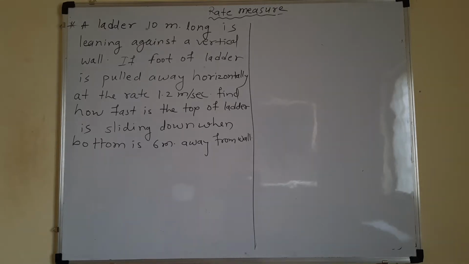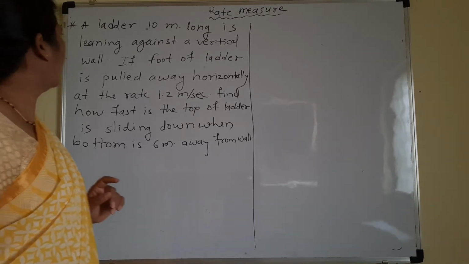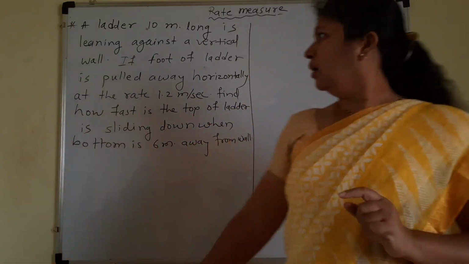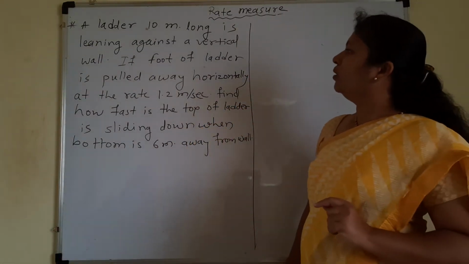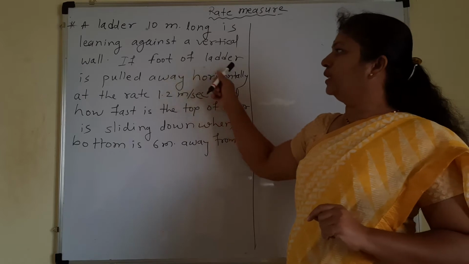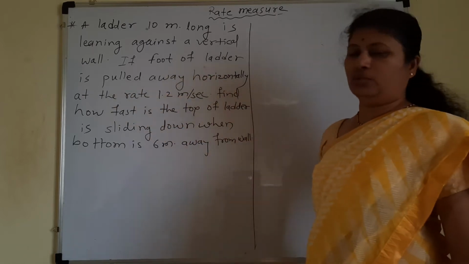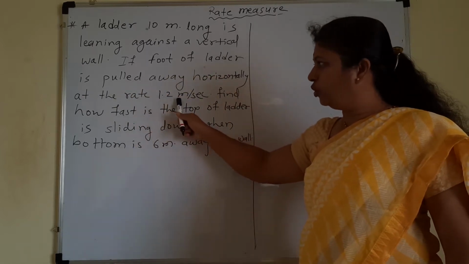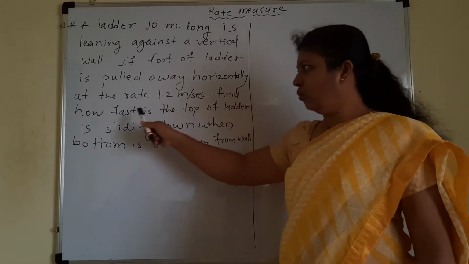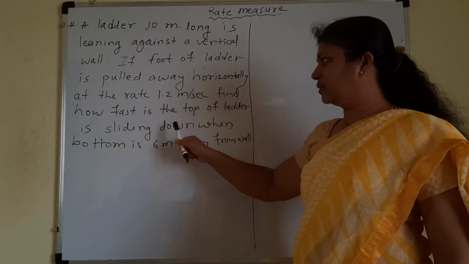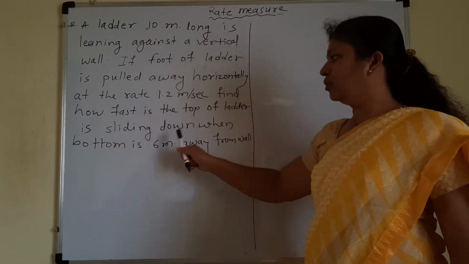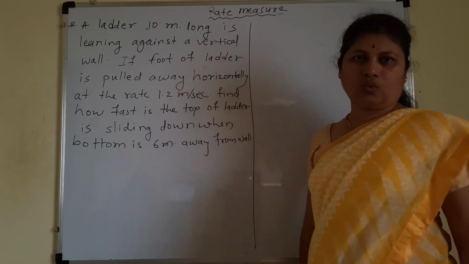Here is the next example. A ladder 10 meter long is leaning against a vertical wall. If the foot of the ladder is pulled away horizontally at the rate of 1.2 meters per second, find how fast the top of the ladder is sliding down when the bottom is 6 meter away from the wall.